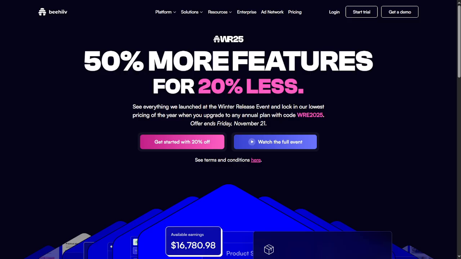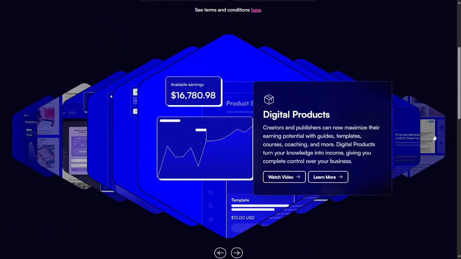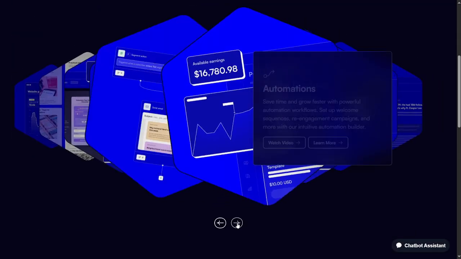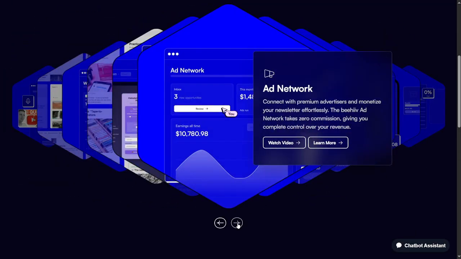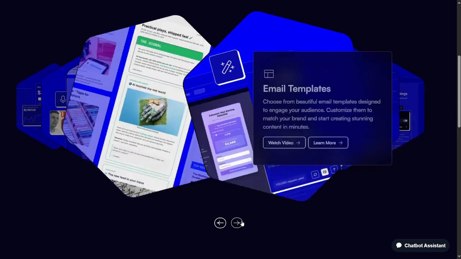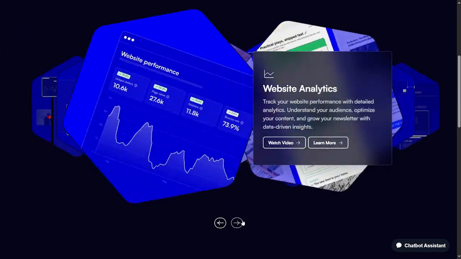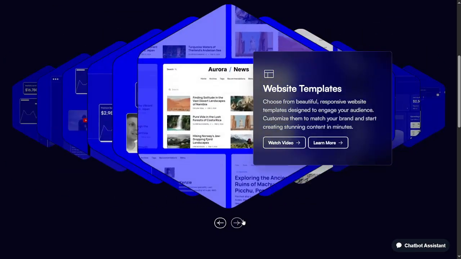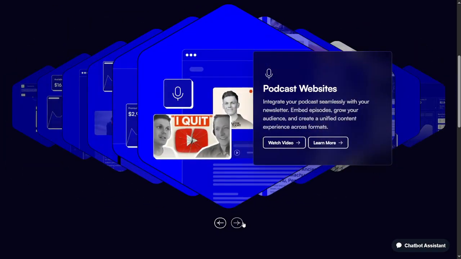Now, let's dive into Beehive. Beehive was built specifically with newsletter creators in mind. It offers a very creator-friendly growth toolkit. For starters, their launch plan is free for up to 2,500 subscribers. That means you can send unlimited emails without paying during the early growth stage.